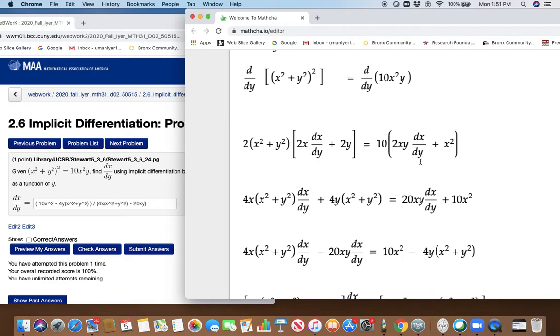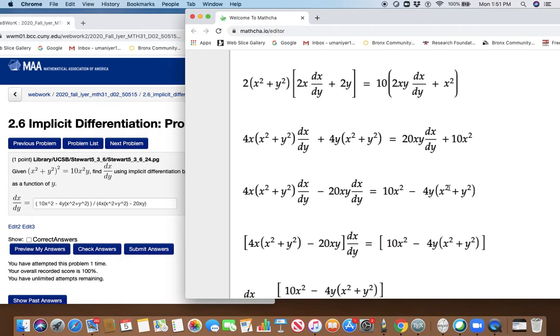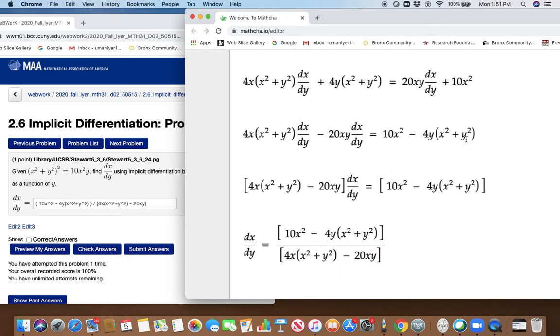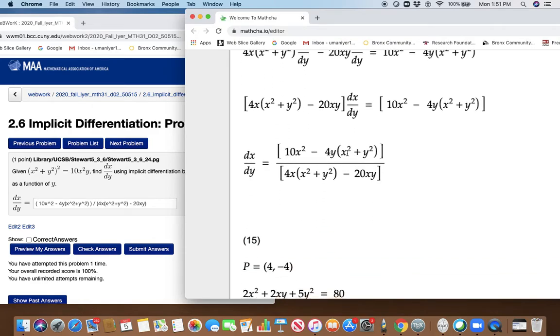Get the dx dy together and resolve it. So 2x times 2 is 4x, all of this dx dy, plus this times this, 4y, all of this equals 20xy dx dy plus 10x squared. Get dx dy together: move this guy to the left, move the other guy to the right. All of right hand side divided by the factor, so it's big parentheses over big parentheses, and fill in carefully.